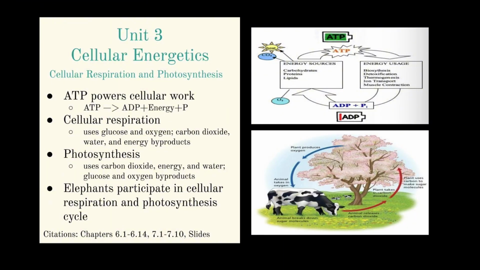Elephants partake in cellular respiration and exhale carbon dioxide, which is then used in photosynthesis. And their dung also provides plants nutrients, which perform the cycle of photosynthesis.